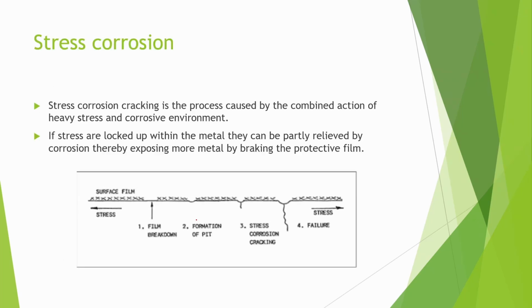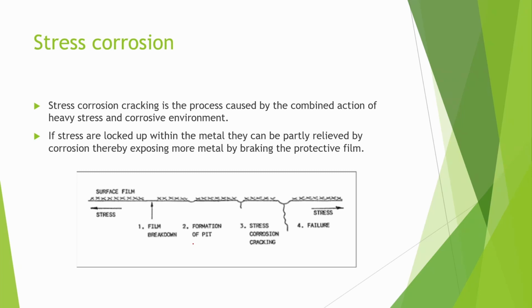So after pitting corrosion comes stress corrosion. Stress corrosion cracking is the process caused by the combined action of heavy stress and corrosive environment. If stresses are locked up within the metal, they can be partly relieved by corrosion, thereby exposing more metal by breaking the protective film. In this we have four steps. First is film breakdown, second is formation of pit, third is stress corrosion cracking, fourth is failure.